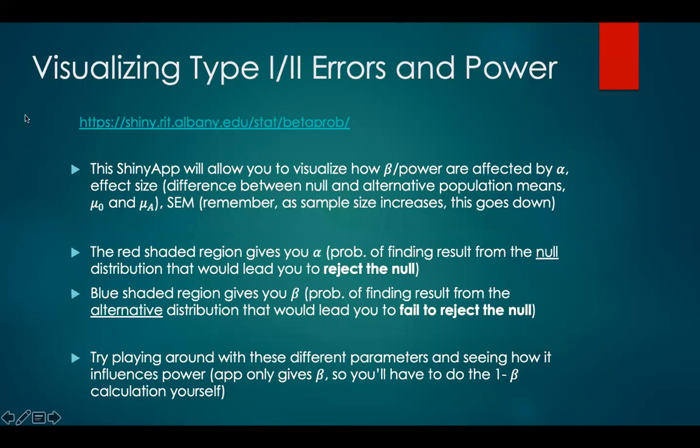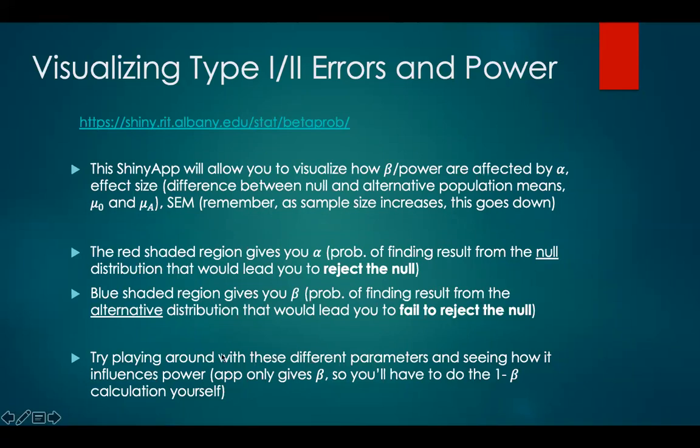Now, there is a Shiny app for visualizing how beta and power are affected by alpha, the effect size, so the difference between the null hypothesis distribution and the alternative hypothesis distribution means, and the standard error of the mean. In this app, the red shaded region gives you alpha, so the probability of finding a result from the null distribution that would lead you to reject the null. The blue shaded region gives you beta, so the probability of finding a result from that alternative distribution that would lead you to fail to reject the null hypothesis.